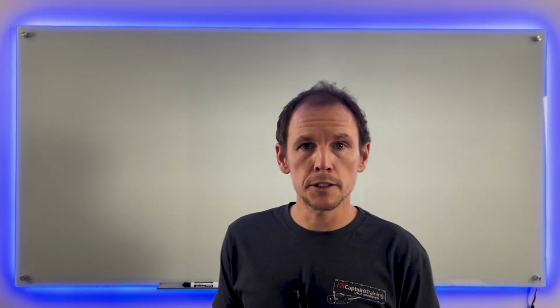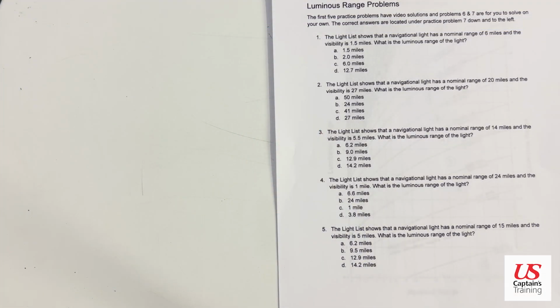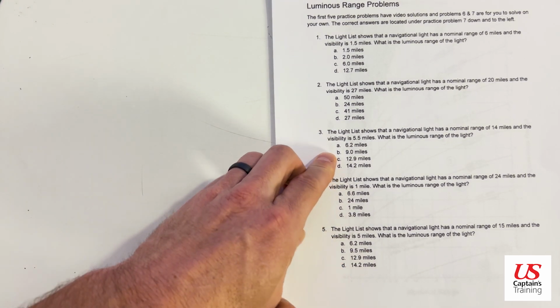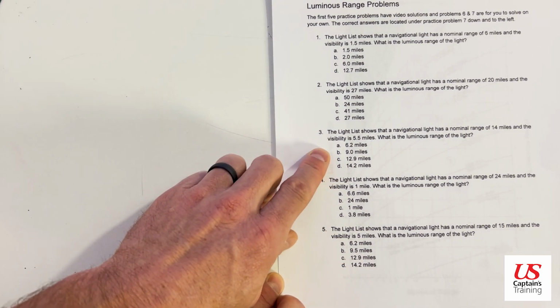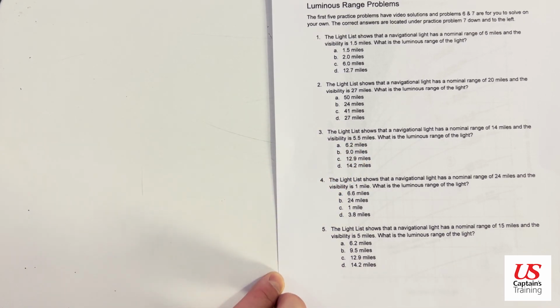Luminous range, practice problem 3. Alrighty. Number 3 reads, the light list shows that a navigational light has a nominal range of 14 miles and the visibility is 5.5 miles. What's the luminous range?